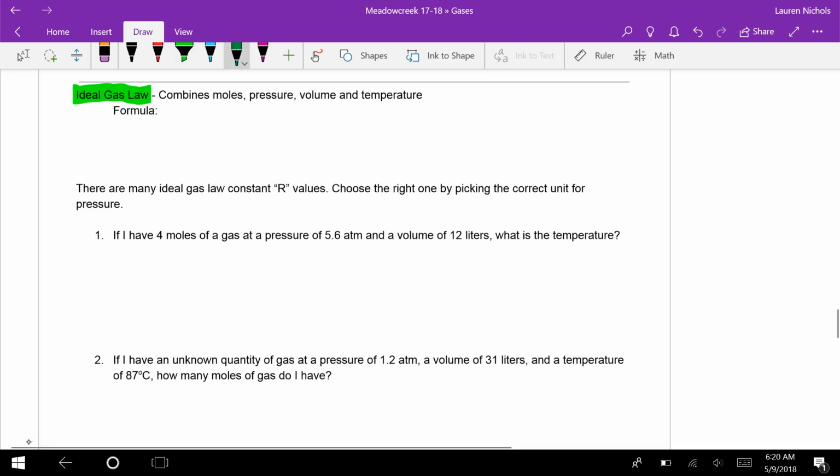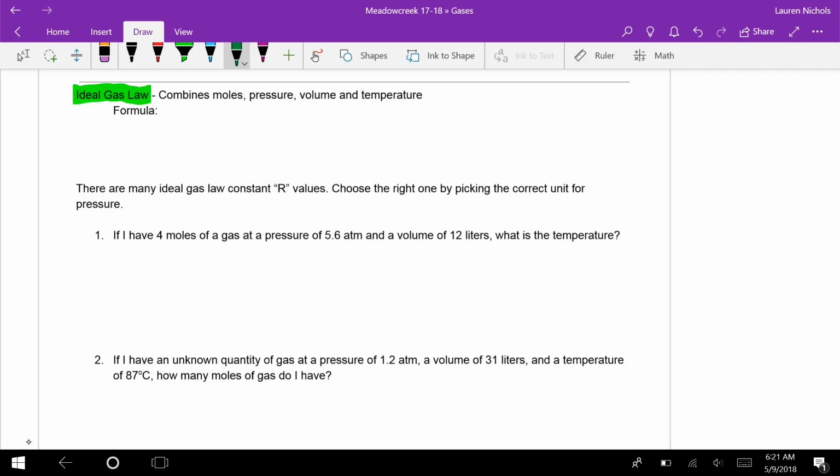And what the ideal gas law does is it combines moles, pressure, volume, and temperature. So the amount of the substance, how much force is being put on it, the amount of space it takes up, and how much kinetic energy is causing these atoms to move around.